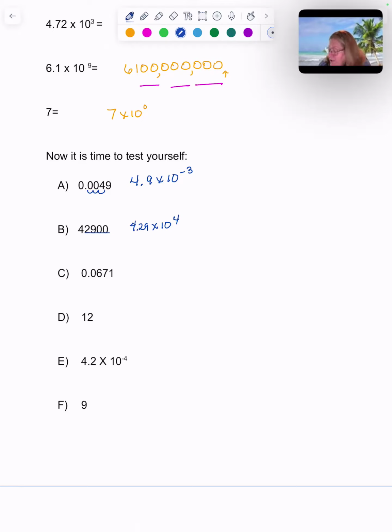Okay, here's another one that's less than 1. So we put our negative exponent in. And remember, to get a single digit in the ones place, we're going to move it 2 times. So 6.71 times 10 to the minus 2. And 12, we're just going to be moving it 1 time. So 1.2 times 10 to the first.